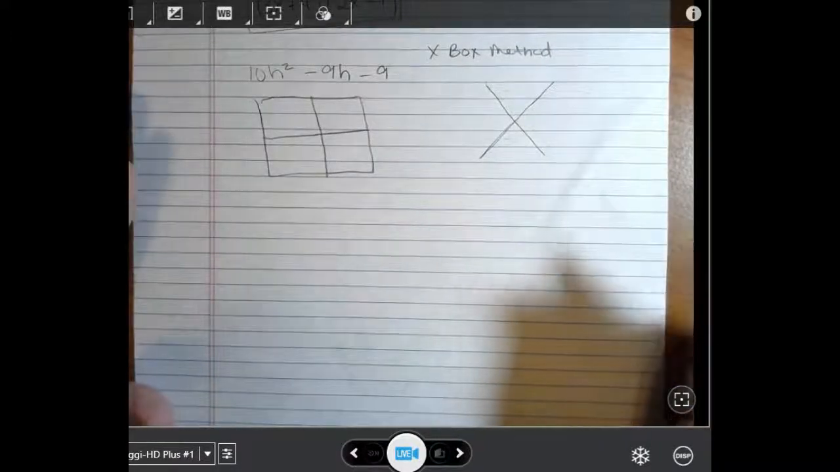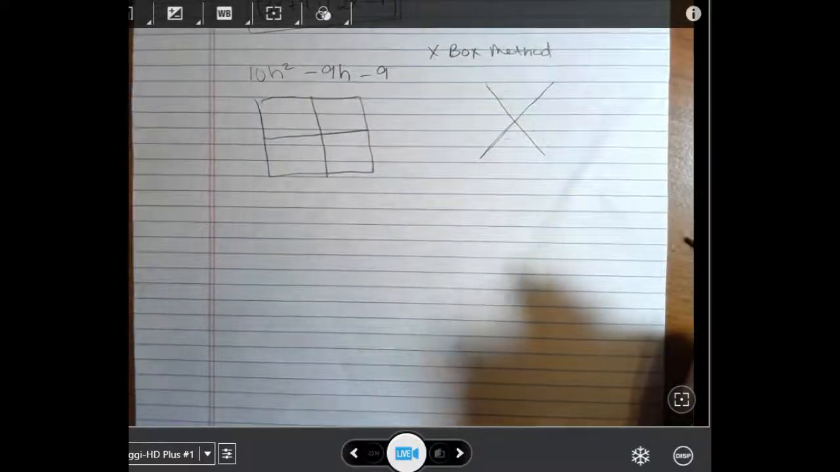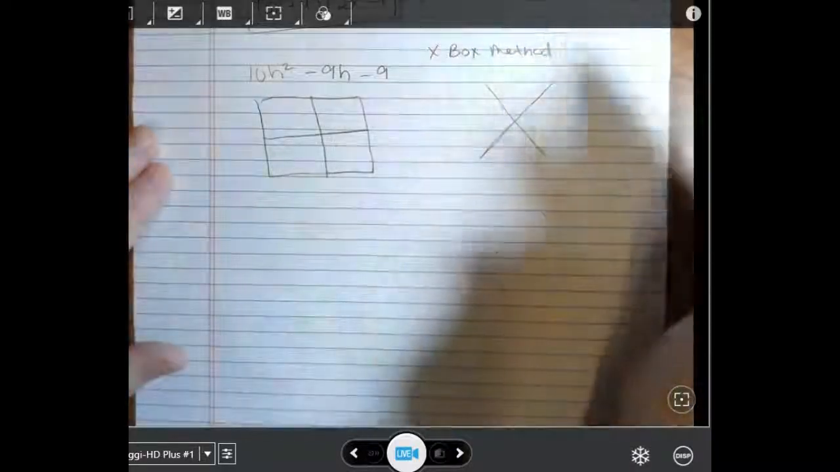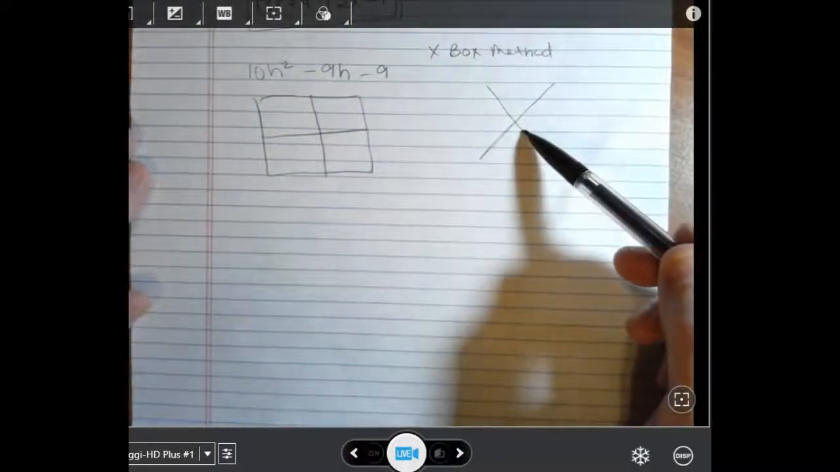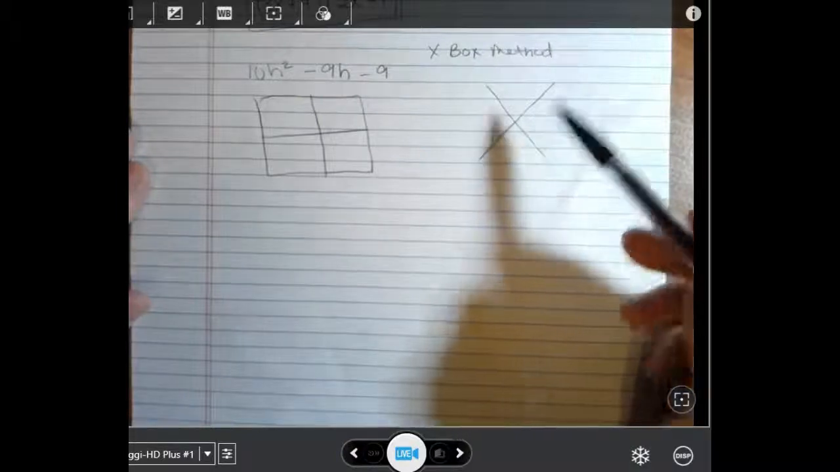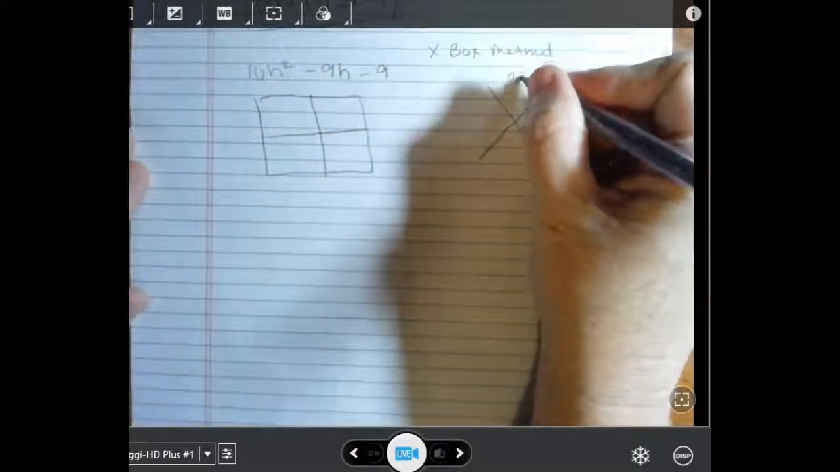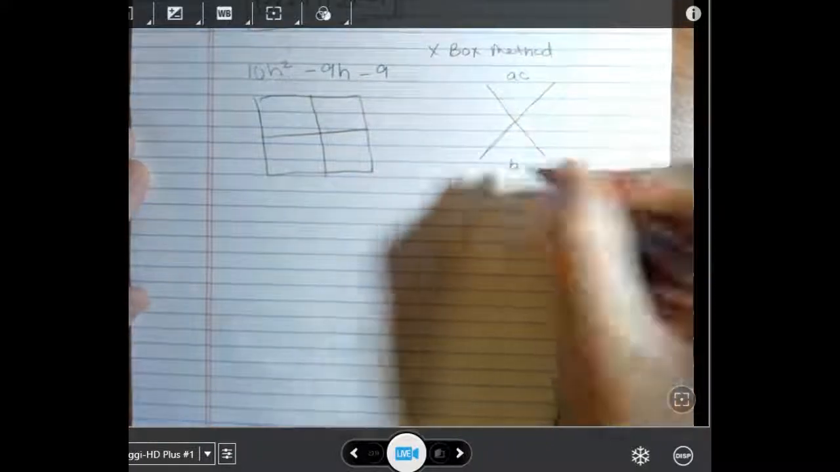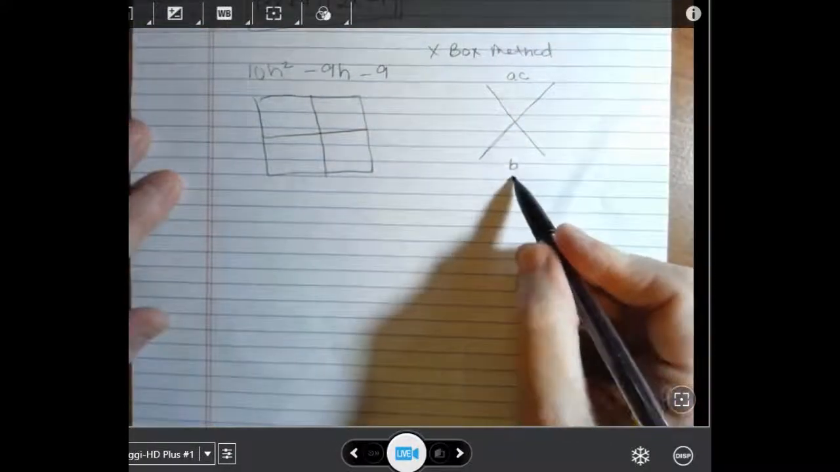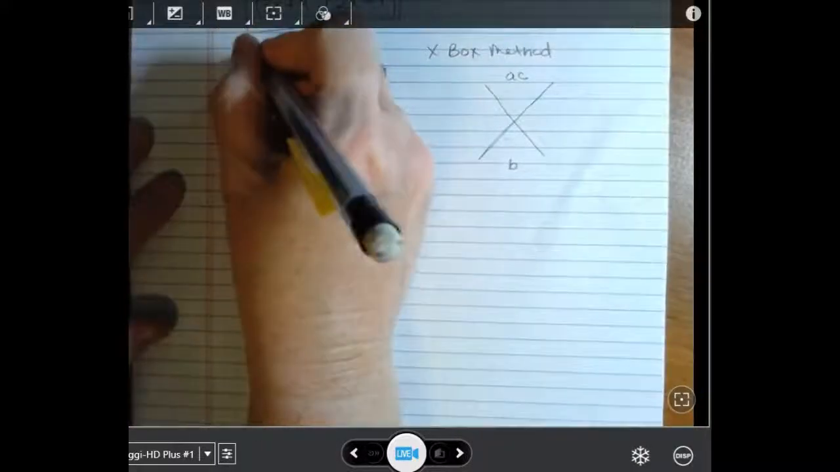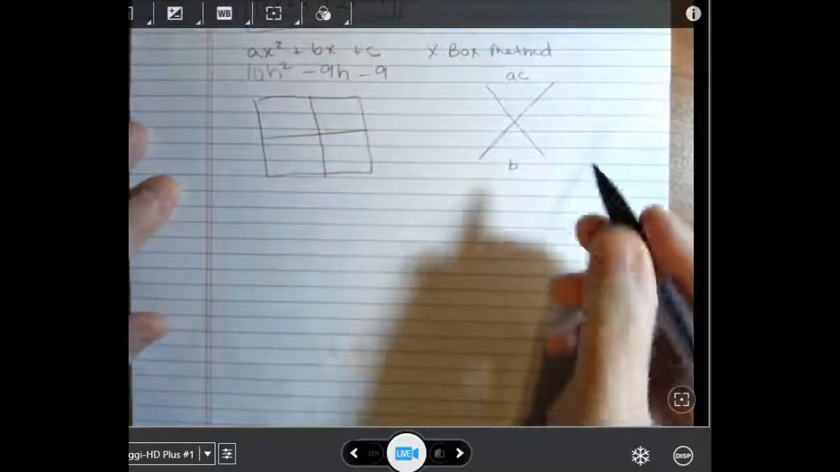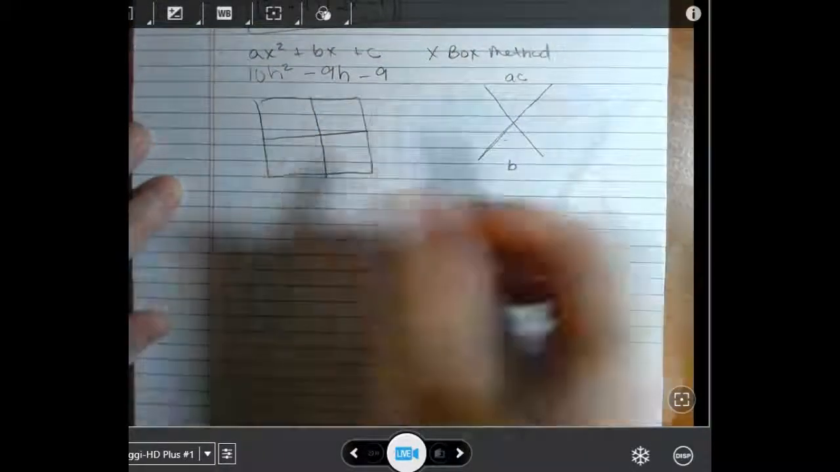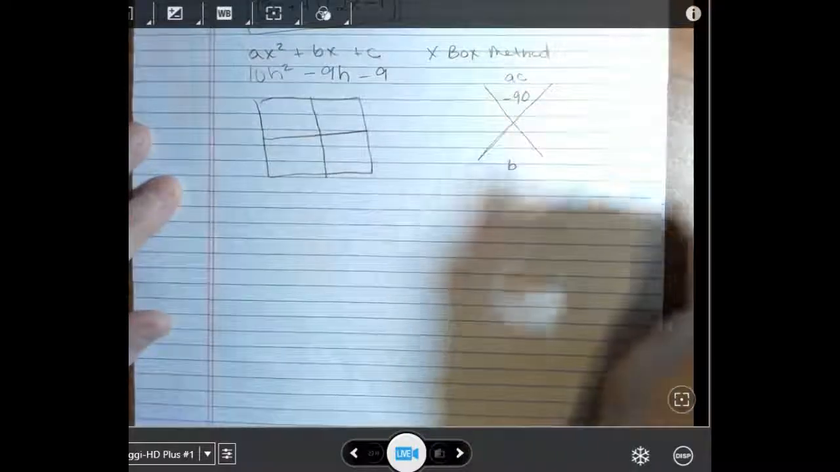This is one I found that is pretty straightforward as far as finding the factors if we have some quadratic expression that is factorable. So using our x here first, I'm going to do a times c, and that's going to go here, and then down in the bottom of the x is going to go b. Now remember where these come from. That comes from our quadratic, which is ax squared plus bx plus c. So my a is 10, my c is negative 9, so a times c is negative 90, and then b is negative 9.